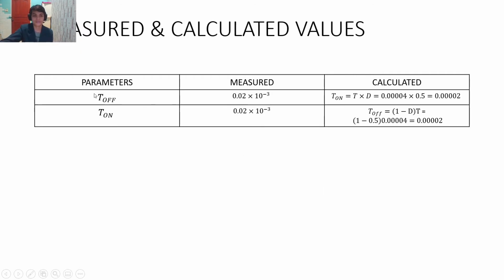Next are the parameters, time off and time on. For time off, the measured is 0.02 exponent negative 3, and from calculation we get the same as the measured. And the second one is the T on. We get the measured and calculated values the same.